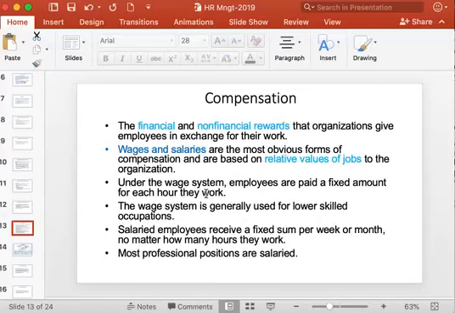Under the wage system, employees are paid a fixed amount for each hour they work, or each day they work, or each week they work. The wage system is generally used for lower skilled occupations, whereas salaried employees receive a fixed sum per week or month no matter how many hours they work. And most professional positions are salaried.